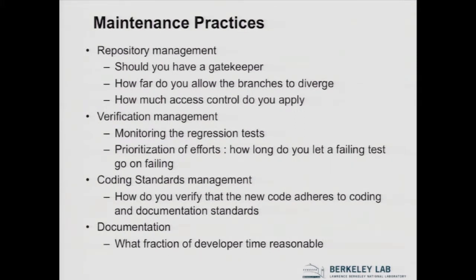How far do you allow branches to diverge? And that varies from project to project. There are projects where they say that you can take off a branch and you do whatever you want with it. But if you want to keep a common infrastructure supporting a large variety of capabilities, you cannot let the branches diverge very much, because the reconciliation becomes nightmarish. How much access control do you apply?